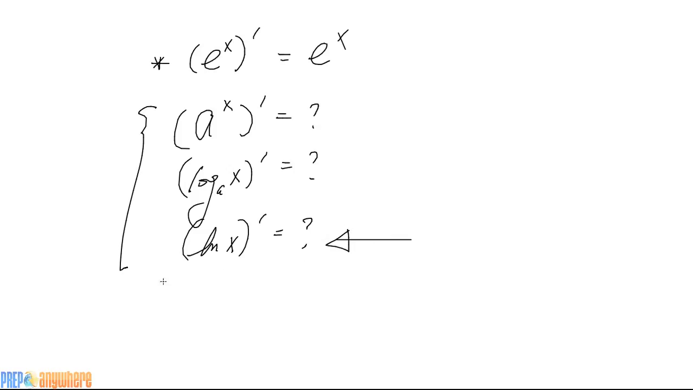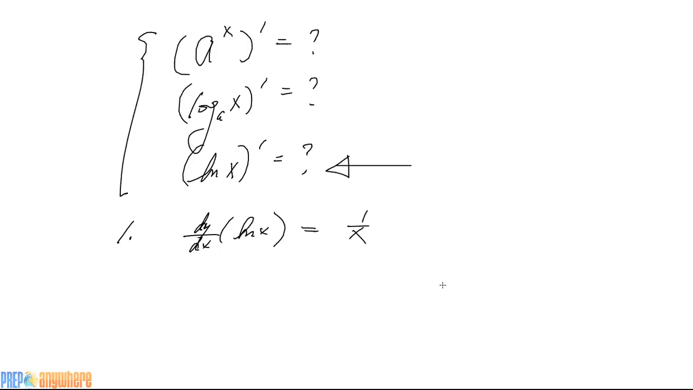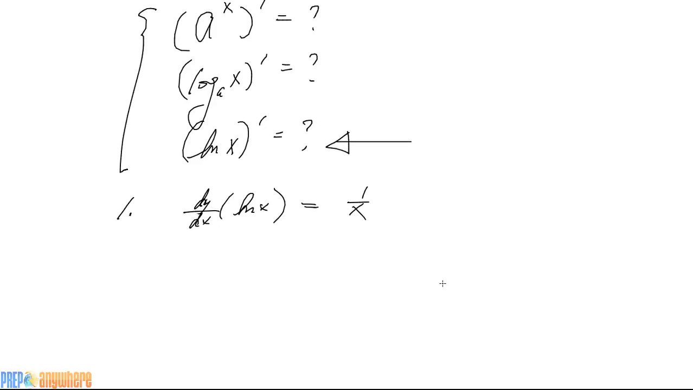So what is dy over dx of ln of x? The answer is 1 over x. Very nice. The derivative of ln of x is 1 over x. And here's how you do it. We start from, this is the proof, y equals ln of x.